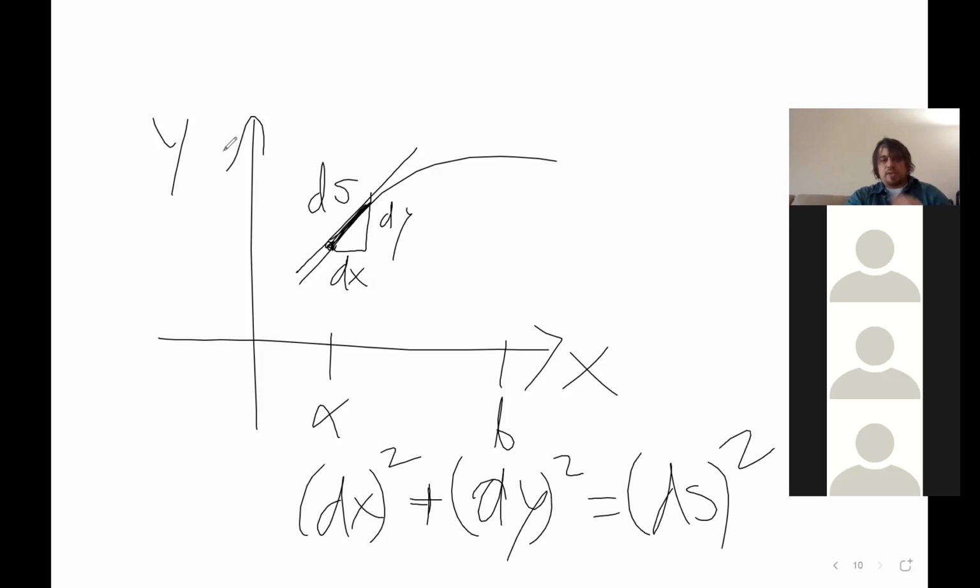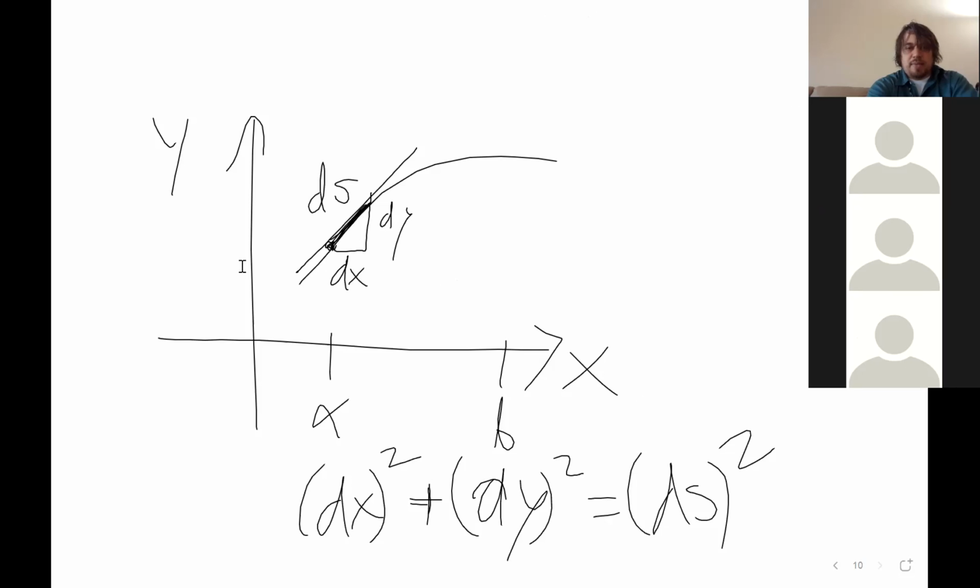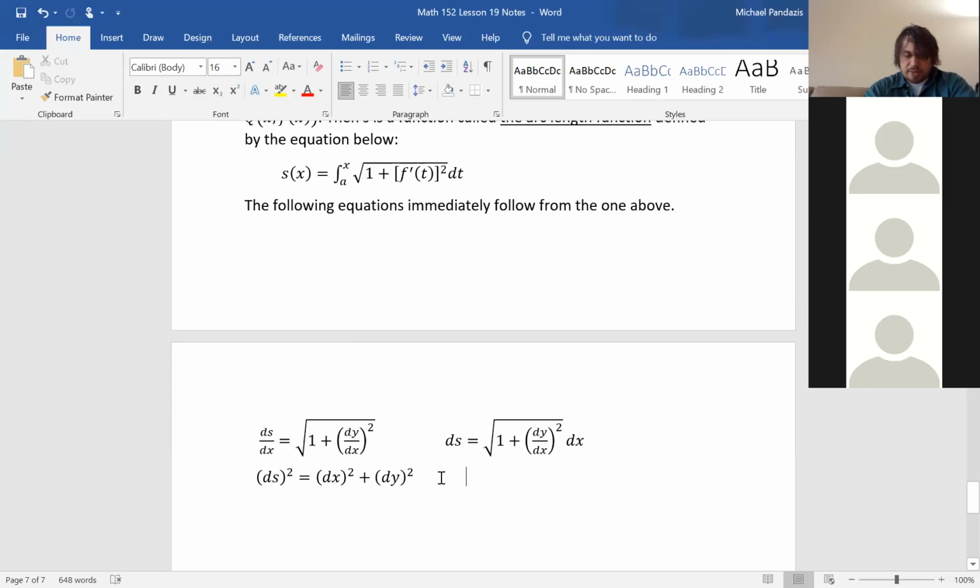Okay, dx squared plus dy squared is equal to ds squared. That's called symmetric form, and it comes from the Pythagorean theorem. You're using tangent lines to approximate the length of the curve at a point. You have an infinitesimally small dx. The hypotenuse is your ds, which approximates the length of the curve at that point. So ds squared is equal to dx squared plus dy squared. That's what that means. You won't have to worry too much about that.